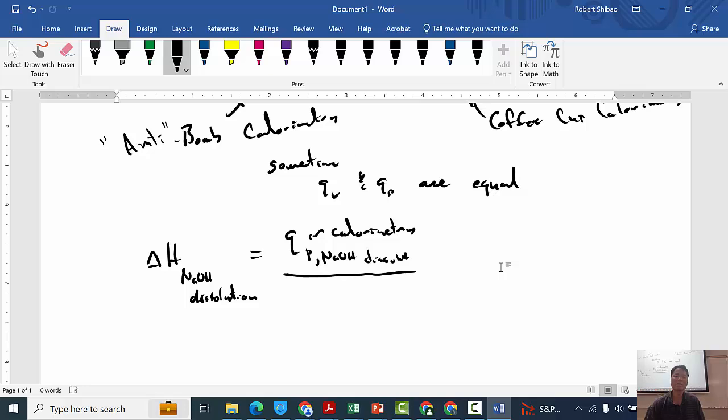divided by the amount. And we're going to do the amount in two ways. We're going to do it per gram and per mole. So we want to know how much heat is evolved for every gram of sodium hydroxide that dissolves, and then how much heat would be evolved for every mole of sodium hydroxide. A mole of sodium hydroxide is like 40 grams worth. So it'd be 40 times as much energy.